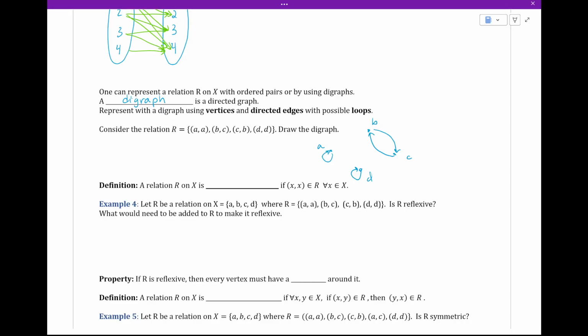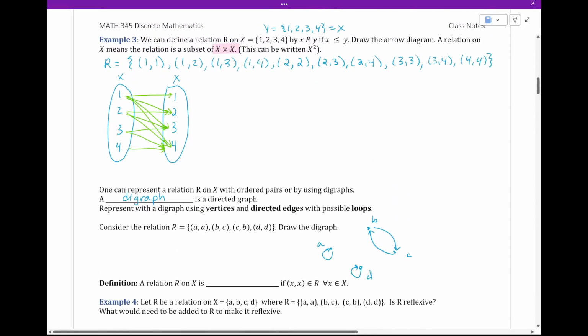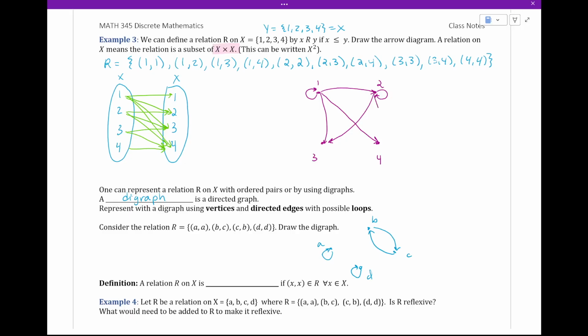Let's go back and draw the digraph for this one up here. Maybe I'll do it in a different color. This is 1, 2, 3, 4. All right, 1 goes to itself, so there's a loop. 1 goes to 2, 1 goes to 3, and 1 goes to 4. And then 2 goes to itself. There's my loop. 2 goes to 3, 2 goes to 4. 3 goes to itself, and 3 goes to 4, and 4 goes to itself. So there's my digraph. That's maybe a little bit easier to look at than this arrow diagram.